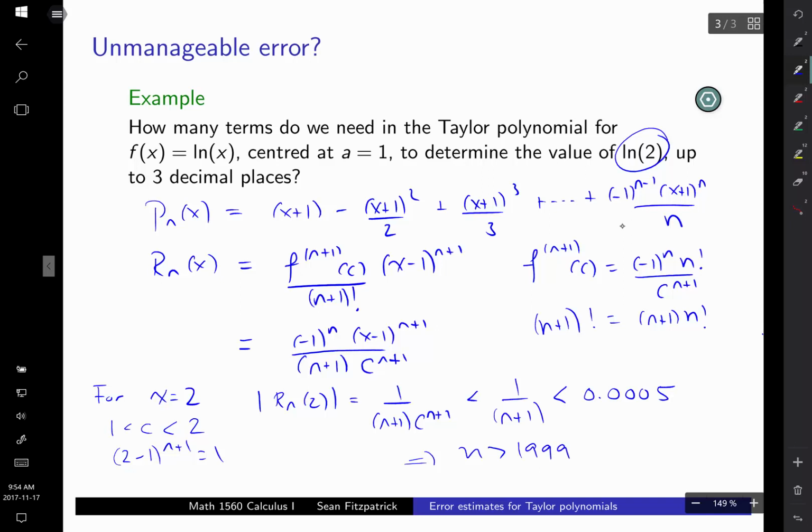1,999, which is pretty big, right? We'd have to take like 2,000 terms in our polynomial to get just 3 decimal places of accuracy for the log function. So that's a lot more challenging than what we saw with sine, or what you might see with cosine or the exponential function, right? Convergence is much slower for the natural log.